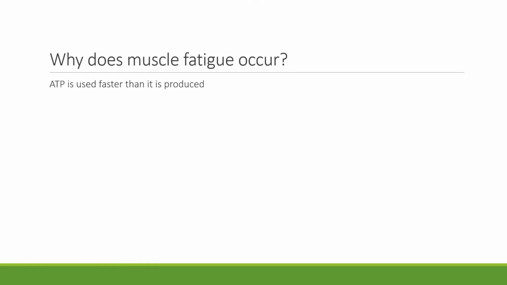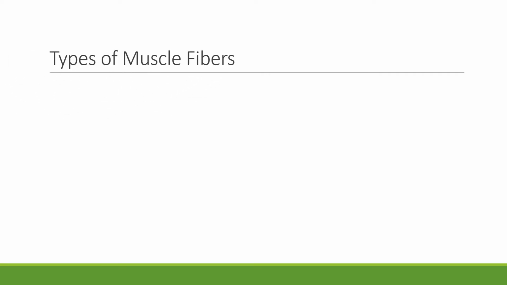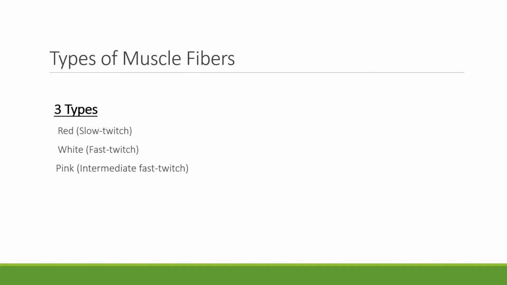Muscle fatigue most often occurs for one of three reasons. ATP is used faster than it's produced, lactic acid accumulates and lactic acid is a waste product, or ionic imbalances of sodium and potassium occur. There are actually three different types of muscle fibers. They are the red or slow twitch, the white or fast twitch, and the pink, which are intermediate fast twitch.